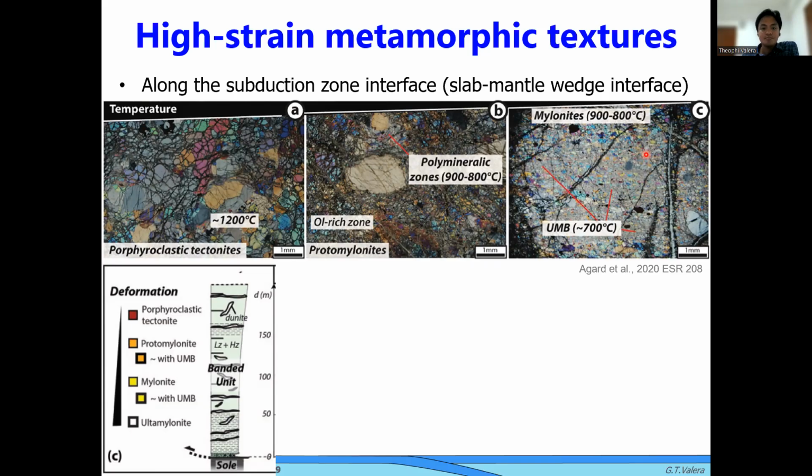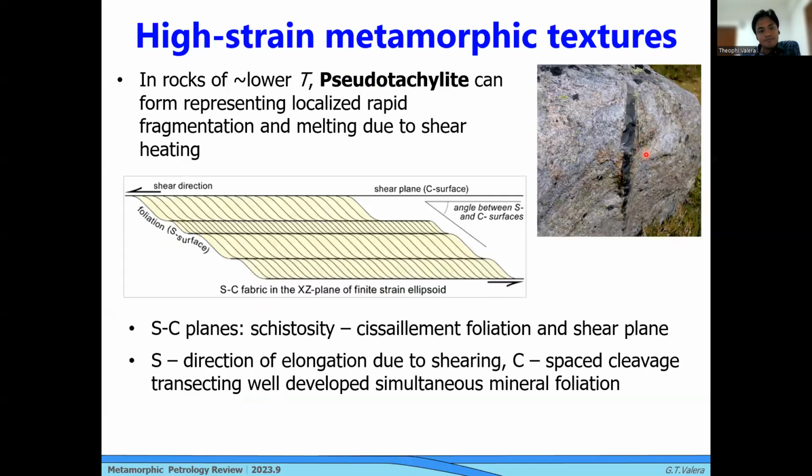Okay? So, in rocks of lower temperature, pseudotachylite can form, representing localized rapid fragmentation and melting due to shear heating. So, that is why it is able to flow and be like this.